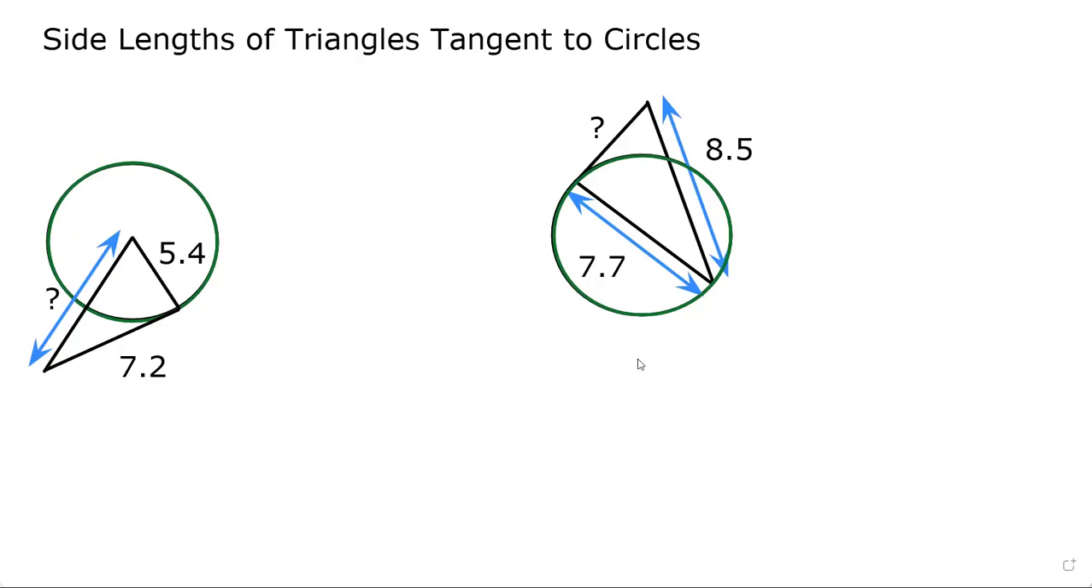In this video, we're going to find side lengths of triangles tangent to circles. So here are two examples. This one's easier, and let's get started on it then. You need the Pythagorean theorem to use these. So the Pythagorean theorem, actually, let's type it out.